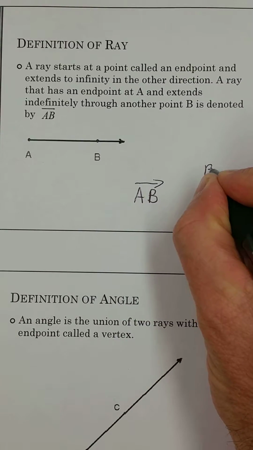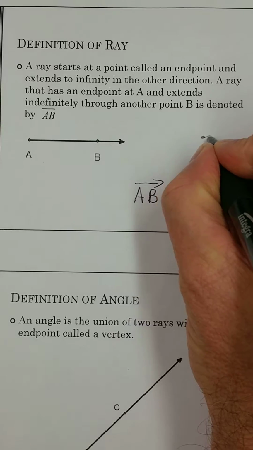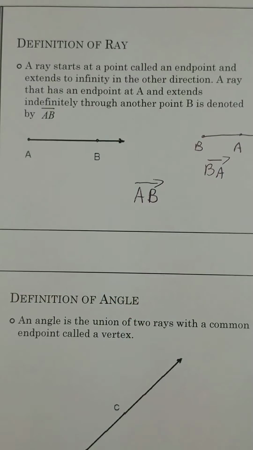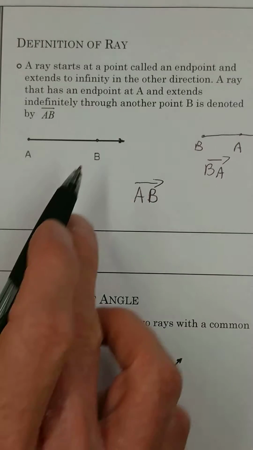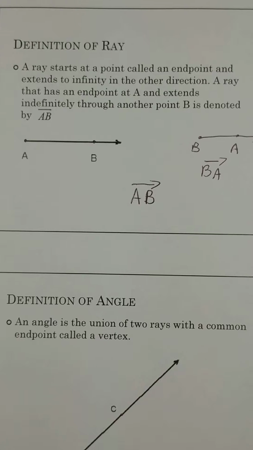Ray BA, I could sketch it above. B would be the endpoint, and then it passes through A. So it will look like that. Or you could extend it this way. So that first point is the endpoint of the ray.